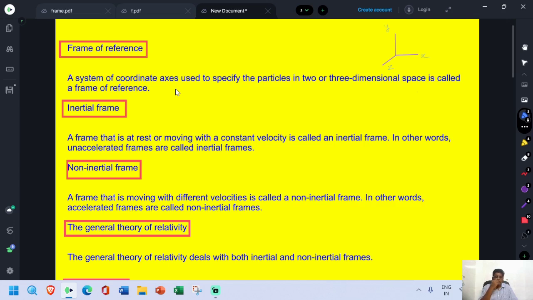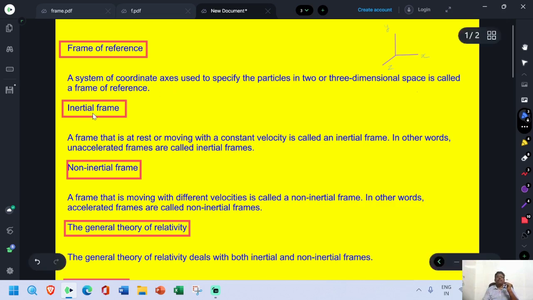A frame which is at rest or moving with the constant velocity is called inertial frame. That is, the unaccelerated frames are called inertial frames. A frame which is moving with different velocities at different places is called non-inertial frame. Therefore, the accelerated frames are called non-inertial frames.